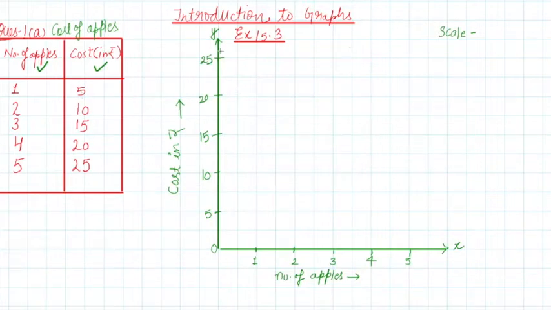So what we have done, we have taken x-axis as a horizontal axis and y-axis as vertical. On the x-axis we have taken number of apples. It is very important to declare what you have taken on both the axes. And here if you see, I have taken cost in rupees on the y-axis.